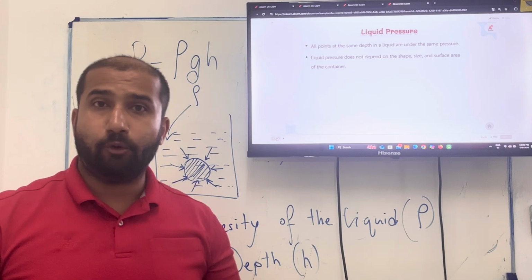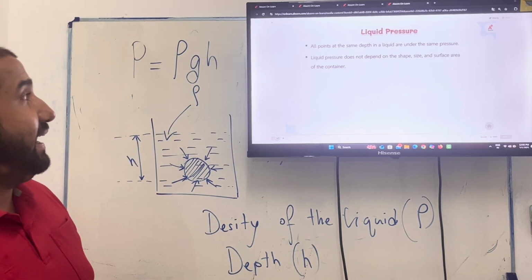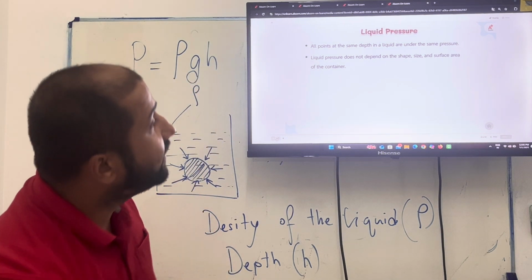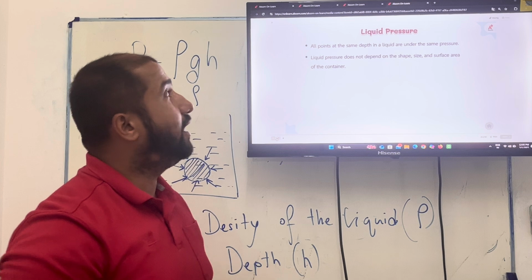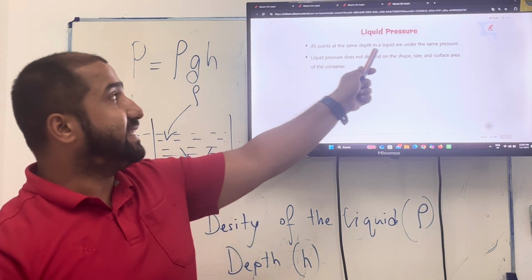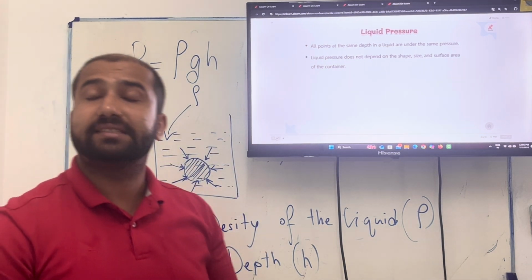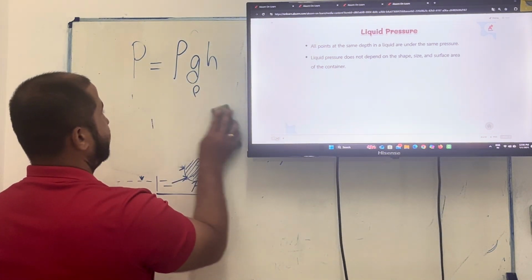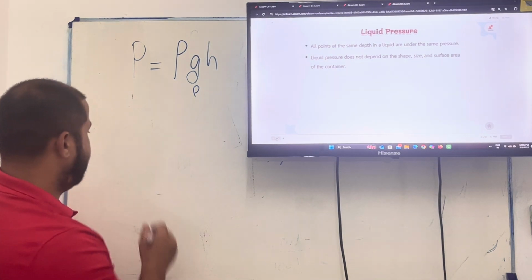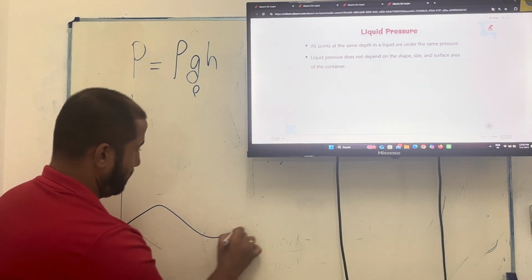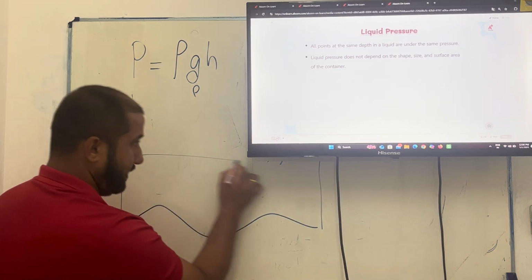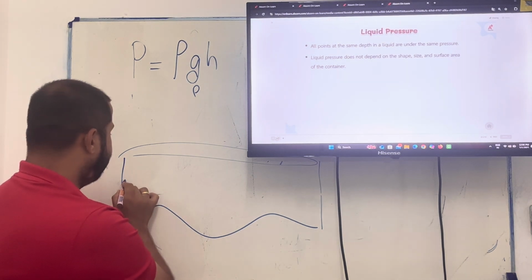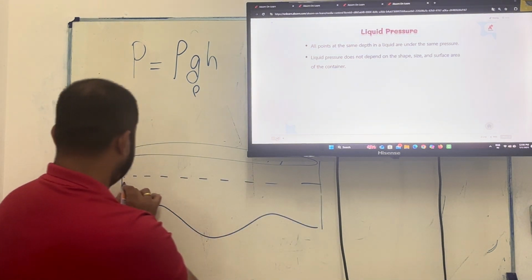Now, a few important points about liquid pressure. All points at the same depth in a liquid are under the same pressure. What does it mean? Let me draw another picture so that you can understand. Let's say we have a beaker with an uneven base. We have liquid up to this level in this beaker.